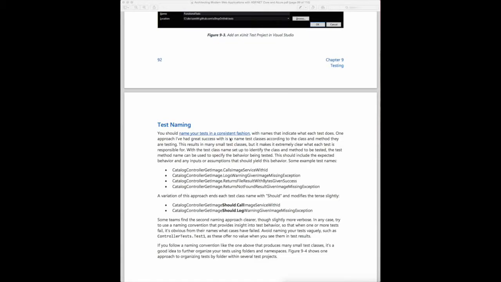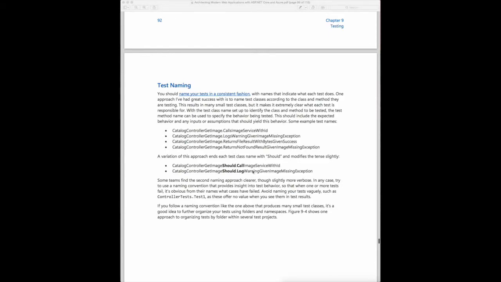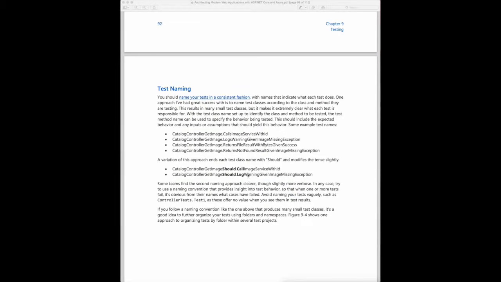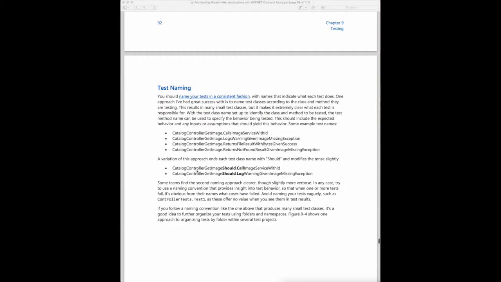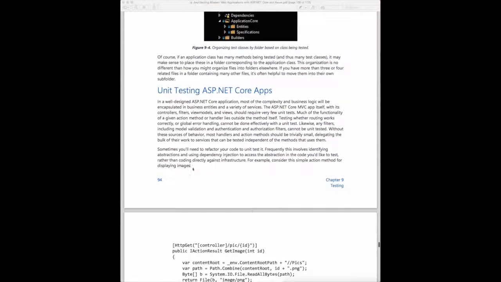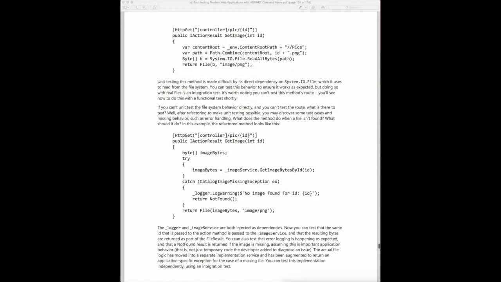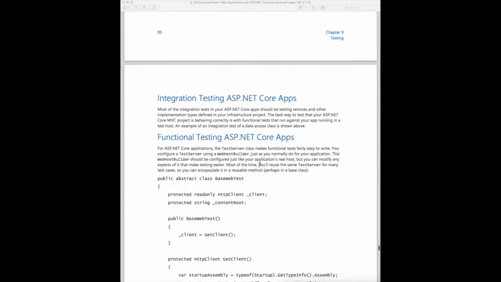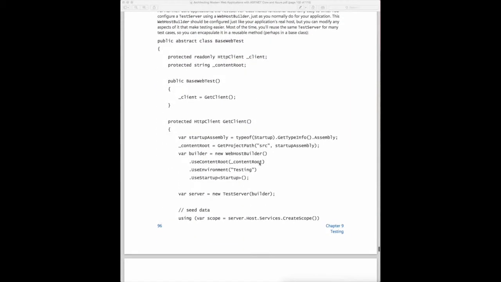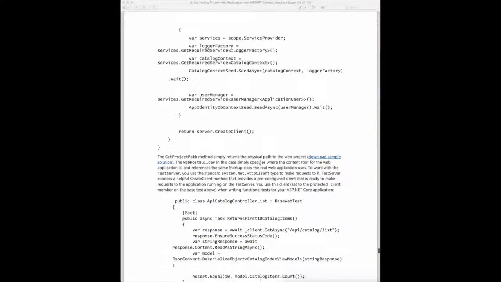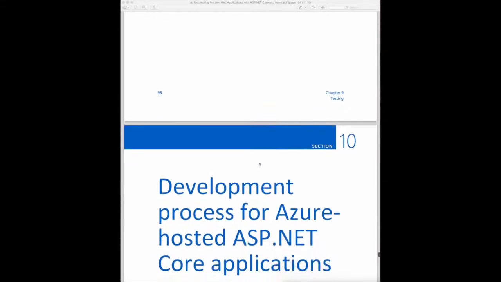Here it comes with the naming. I think naming is very important. So if your class has a CatalogController GetImage that calls the image service, your test should have "should". So now we see CatalogController GetImage should call image service. Unit testing, it gives you some examples of how you can unit test ASP.NET Core. It's giving you the code examples.